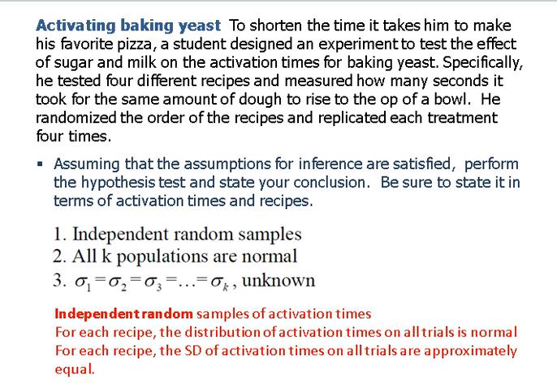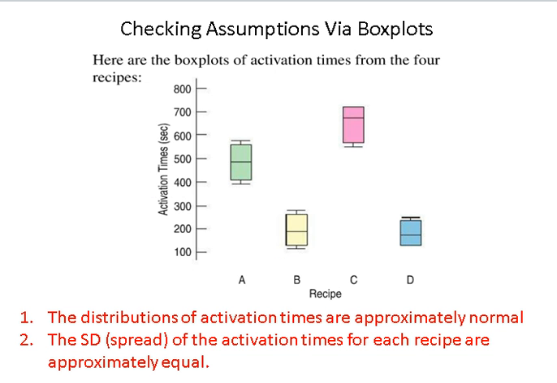All right. Now, you can also see this. The problem gives you the box plots of the data. So for the 4 recipes, here's recipe A, B, C, and D. These are the box plots of activation times. You can check the assumptions via box plots. You say, okay, basically each of these box plots is relatively symmetric. The C is a little bit less so, but it's not dramatic. It's not like there's a big long spread on one side versus the other.